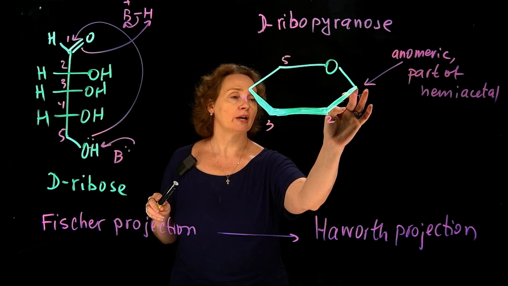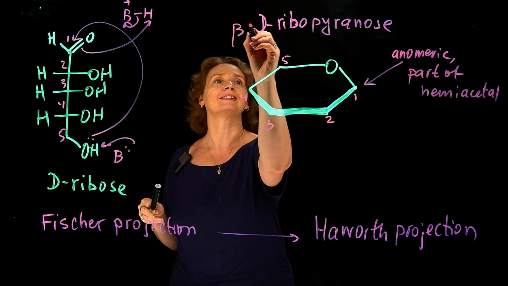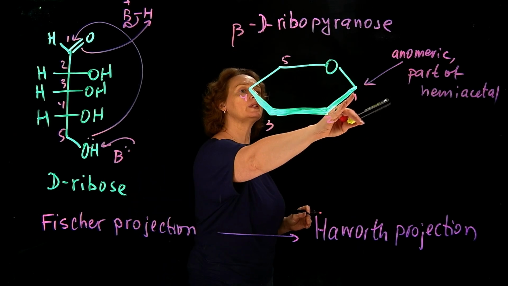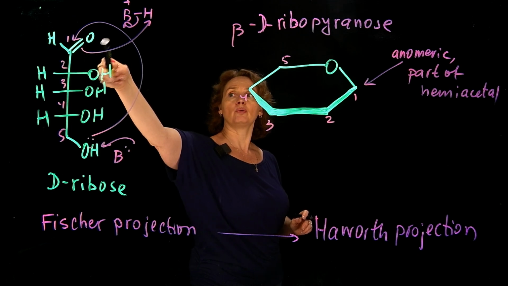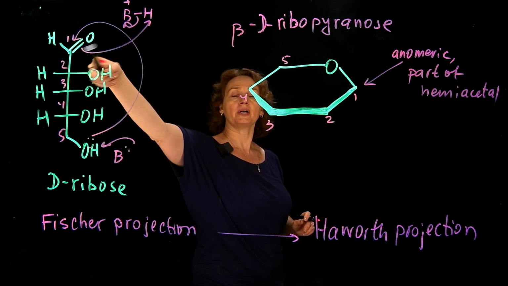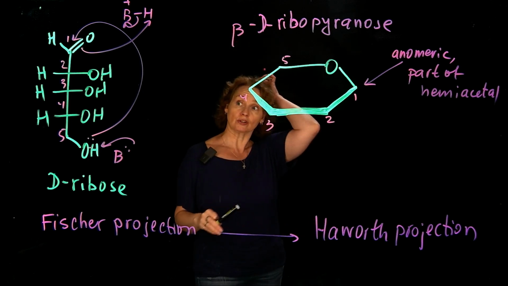Since we are creating a new chirality center, it can be either, actually we need to draw beta, D-ribopyranose, right? So we will leave that OH group that would be formed from the aldehyde group as last one, because we need to see how to position this beta one.